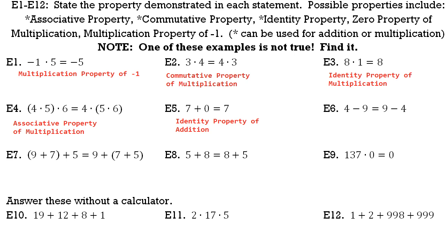Example number 6, 4 minus 9 equals 9 minus 4. That's not even true.